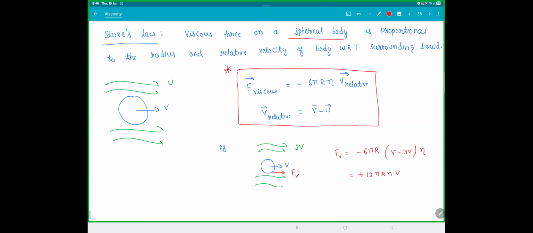Is that clear, everyone? So the viscous force is not opposite to the velocity of the body. It is opposite to the relative velocity. If the liquid is going faster than the ball, the viscous force is actually forward. Clear with this? Then that's it. That is the main idea there.